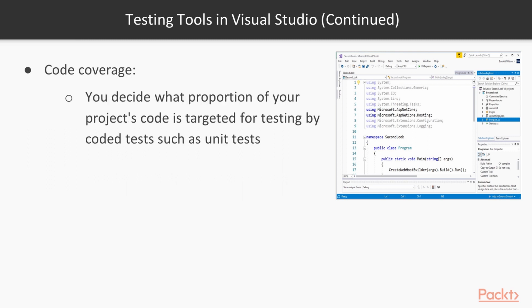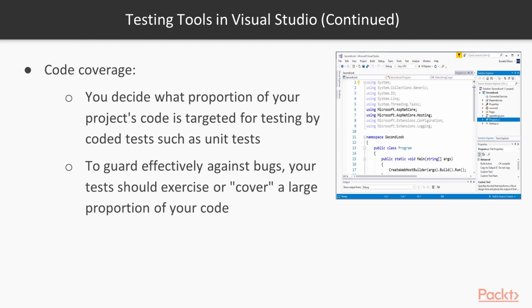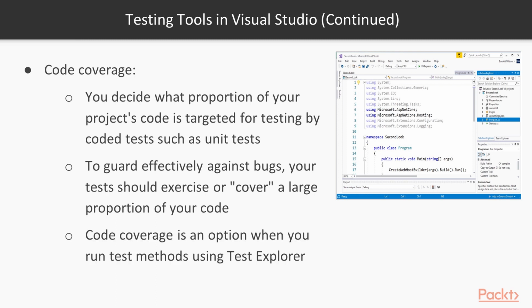Code coverage. Basically, this allows you to just pick portions of your program, parts of your code, to be able to test. And this is good, especially when you maybe have certain areas of your code where you have bugs or certain problems, and you want to target the code that's in there.